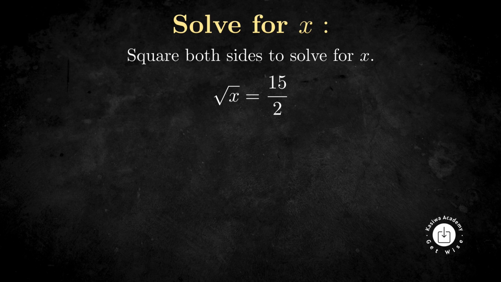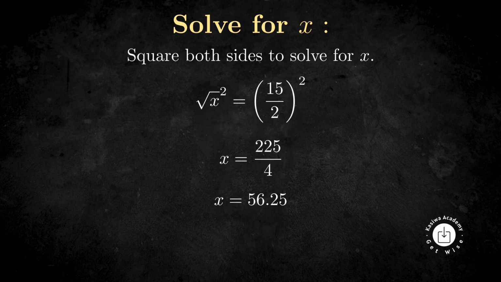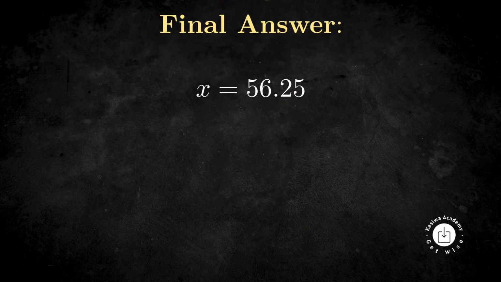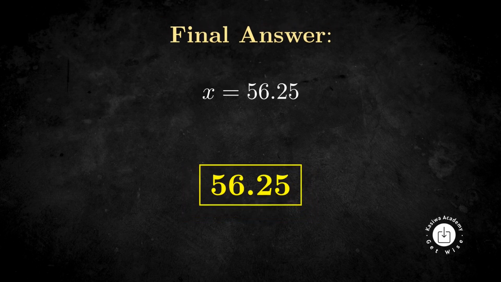To do this, we square both sides of the equation. This leaves us with x on the left-hand side and 225 over 4 on the right-hand side. Simplifying 225 over 4 gives us 56.25. Therefore, the domain corresponding to the range value of 6 is x equals 56.25.